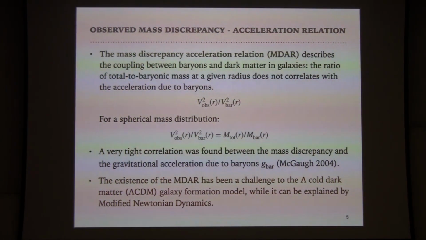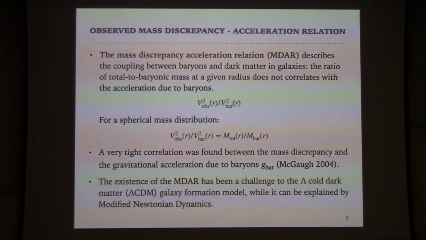And one of the most compelling pieces of evidence for MOND is the observed relation between mass discrepancy and acceleration. In MOND, there is a strong correlation between these two, which is not expected in the dark matter paradigm.